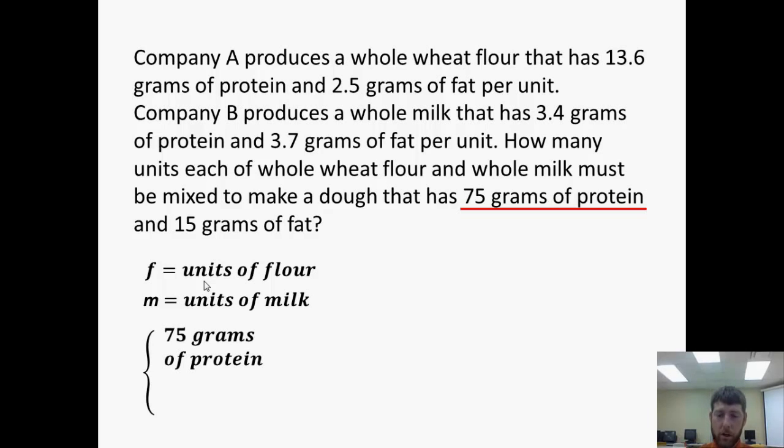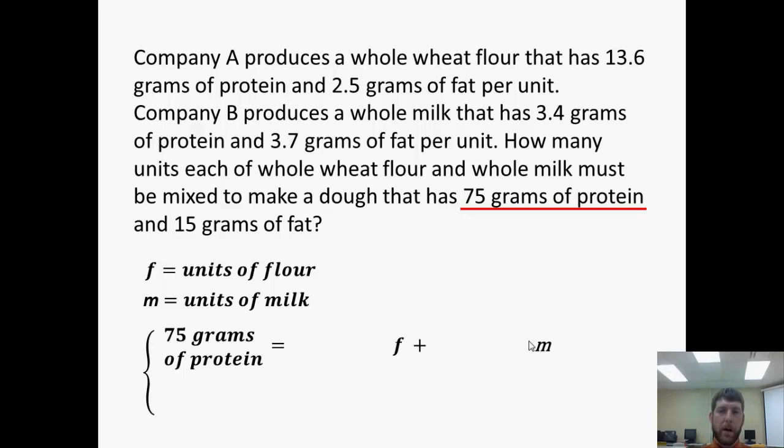Well, since it's the total, it's a sum of the variables. So F plus M. Now, F and M are measured in units. So units of flour plus units of milk will not equal total grams of protein. To get grams of protein, I've got to add up grams of protein, put the things that are alike together.